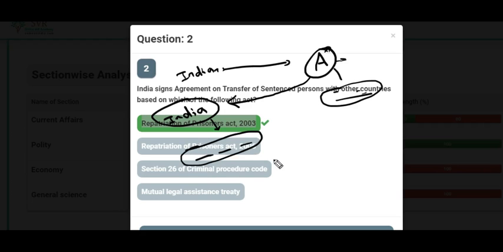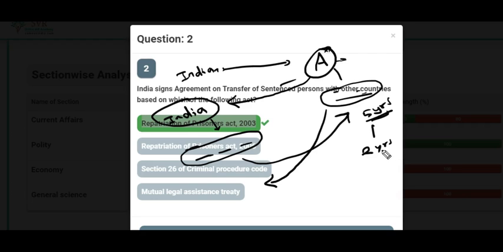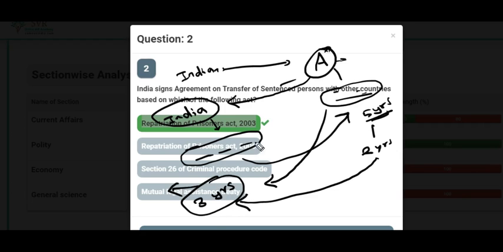According to the transfer of sentenced persons agreement, if India and country A sign the agreement, both can exchange the sentenced persons. For example, if the Indian gets a 5-year jail term in country A and already 2 years have been completed, the Indian will be transferred to an Indian jail and he will complete the remaining 3 years in India. The same applies to the national from country A. He will be transferred to country A and he will be in jail for the remaining term.